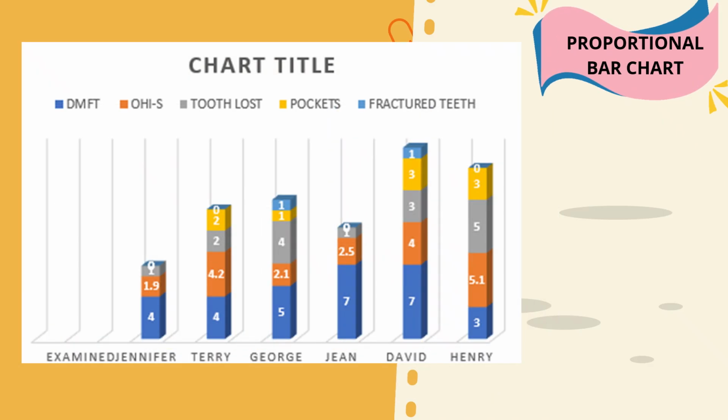Whereas a proportional bar diagram is where one single bar will have divisions, and they will be named in the form of proportion.